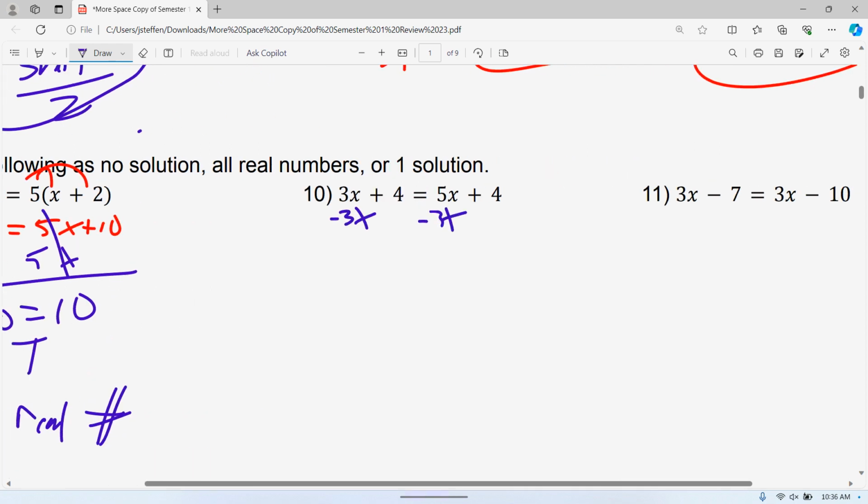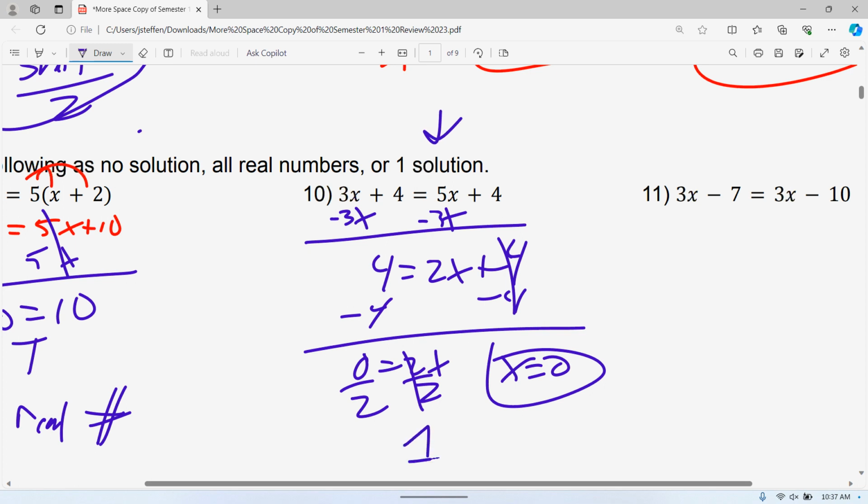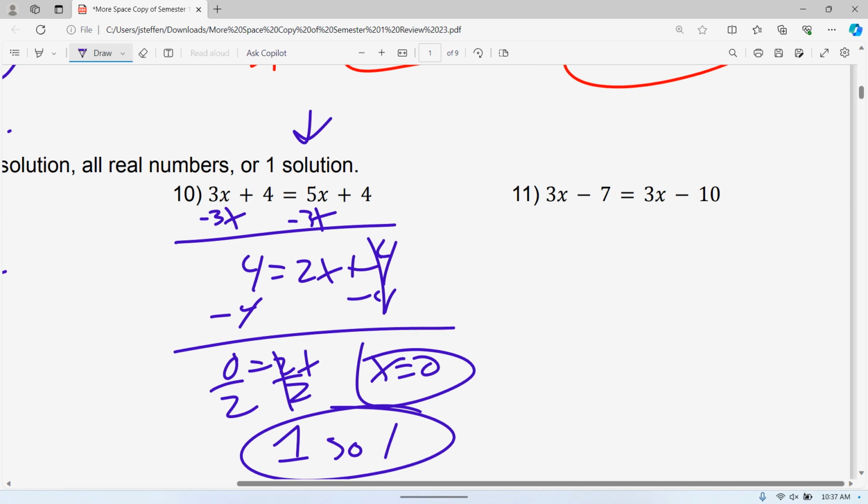A lot of people, we got the 4's to cancel, but it's only a special solution if we get the x's to cancel. We still have an x. So this one, when you keep solving, you just get x is equal to 0. And lastly, subtract your 3x, you get negative 7 is equal to negative 10. So that's no solution.